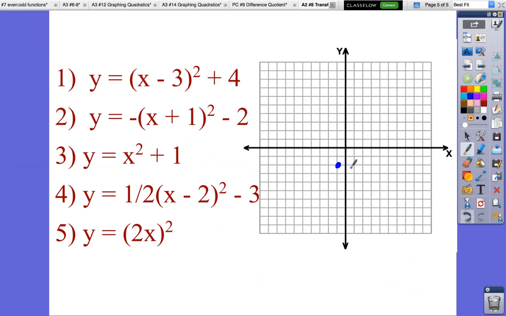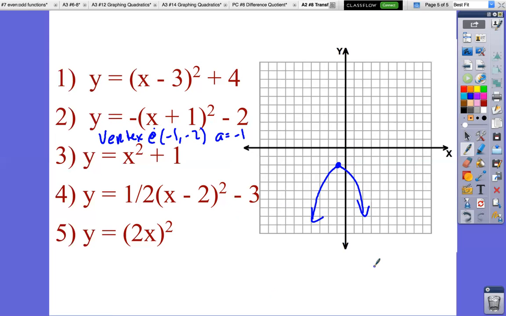And is this going to open up or open down? Down. So we're going to kind of get ahead of ourselves here. I'm going to go ahead and say my vertex is at -1, -2. I know it opens down. What's my A value? -1. So because it's negative, I know that it opens down, right?